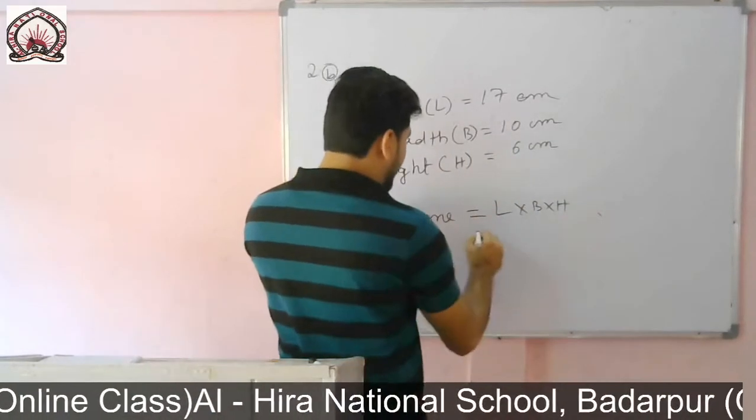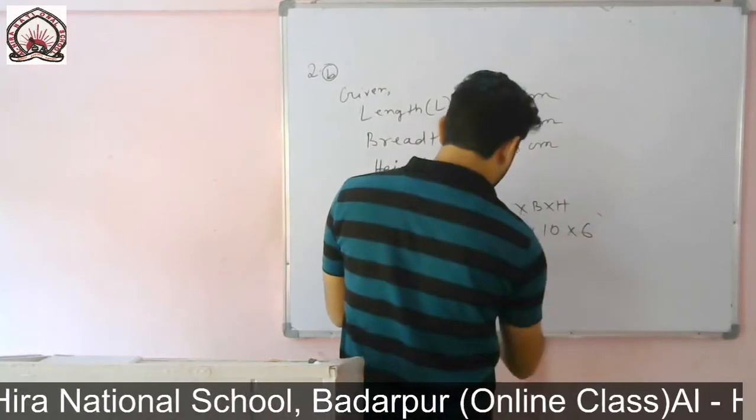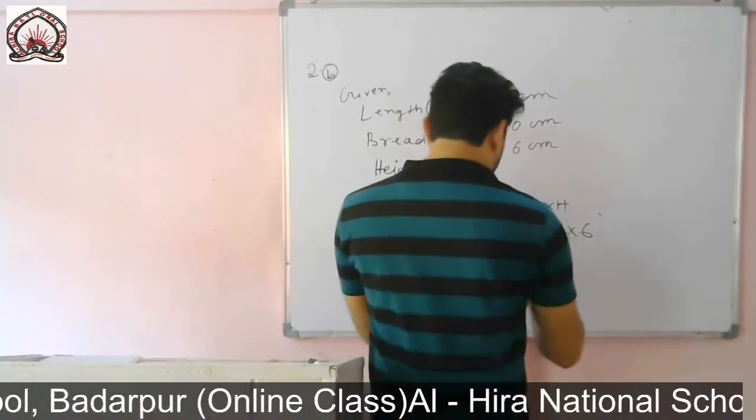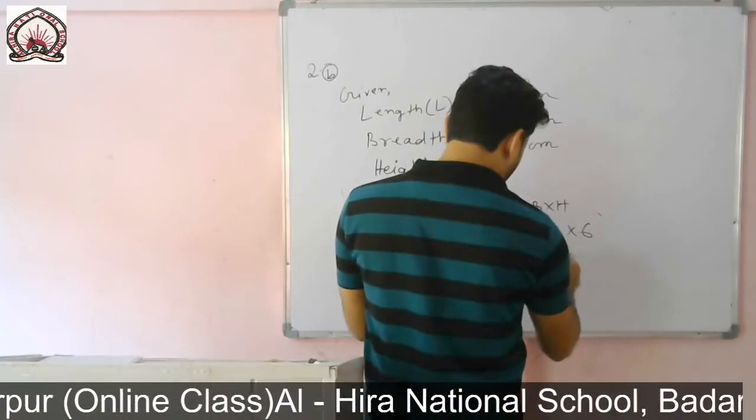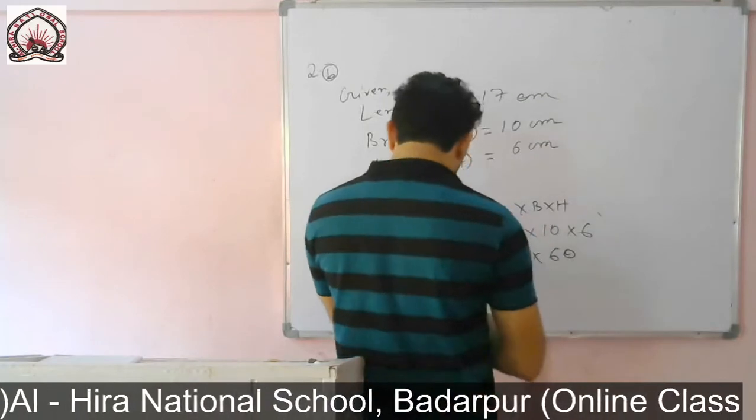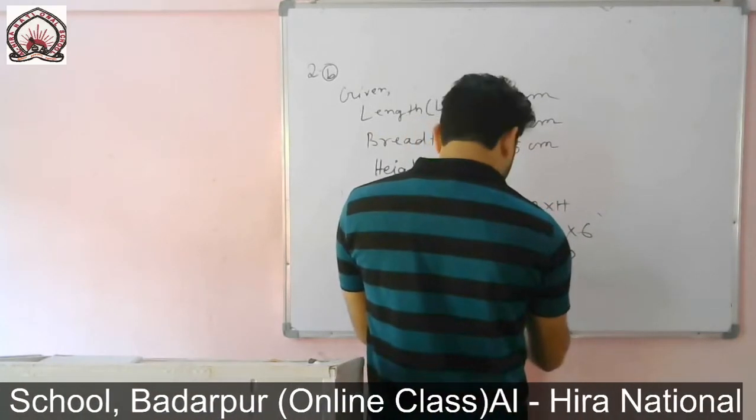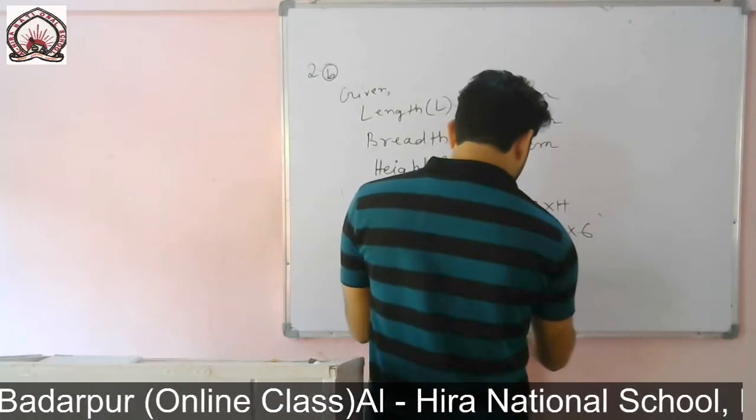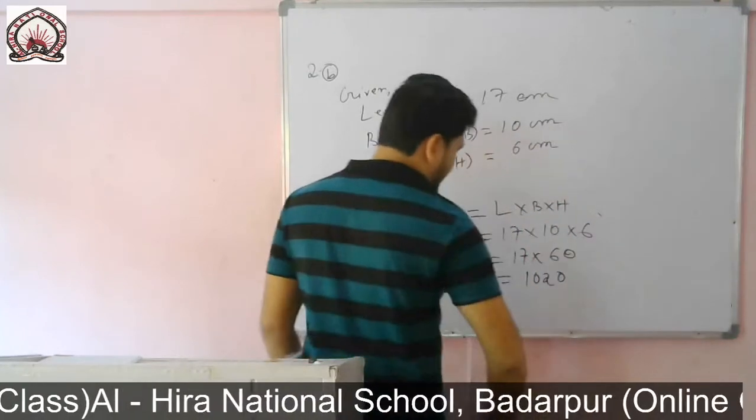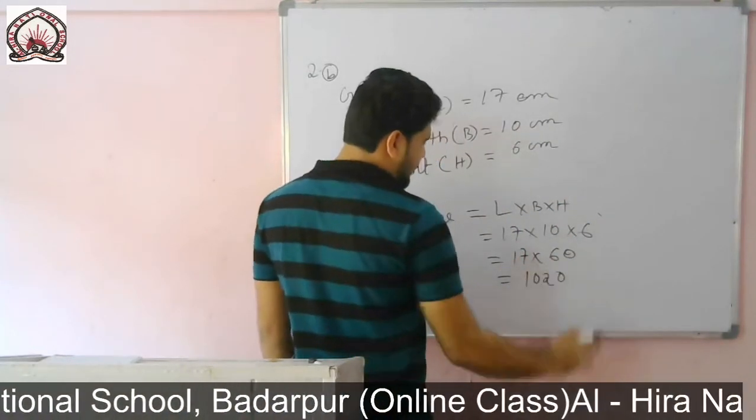it will be like this, 17 into 10 into 6. Okay, then you get 17 into 60. Okay, after that if you multiply, then you will get what? You will get 1020. Okay, 6 17s are 102 and 10.